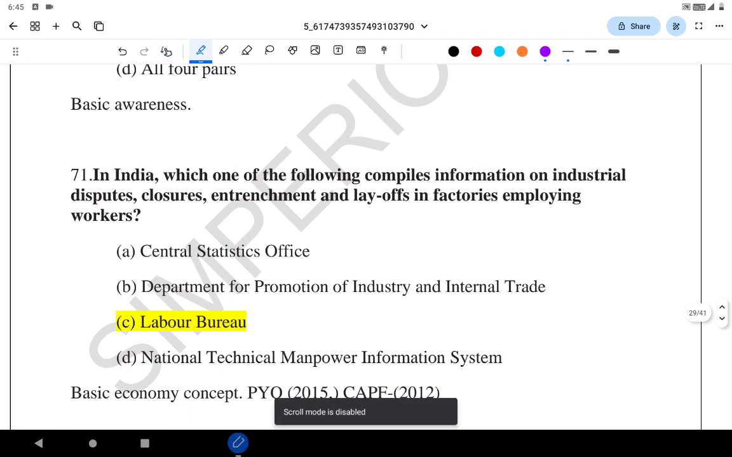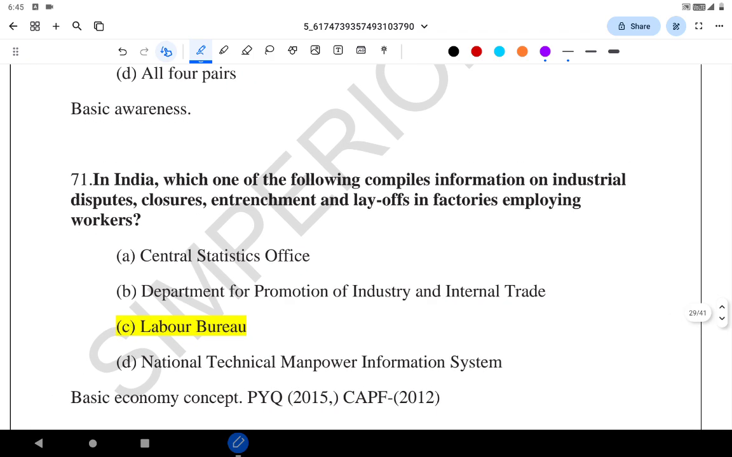In India, which one of the following compiles the information on industrial disputes, closures, retrenchment and layoffs in factories employing workers? Labor Bureau. The correct answer is Labor Bureau. This particular question was asked with regard to the Labor Bureau in 2015 and CAPF 2012 as well. The Labor Bureau compiles industrial disputes, closures, retrenchment and layoffs in industries. They compile this particular report. That's the name of a report. So the answer is C.